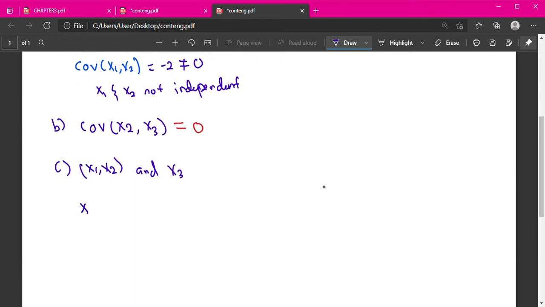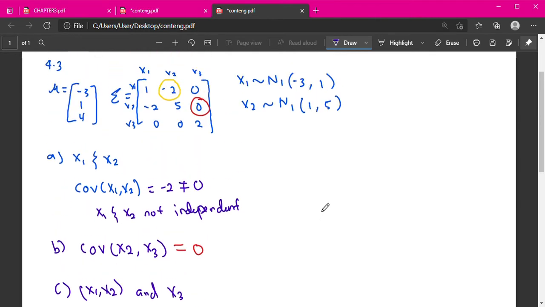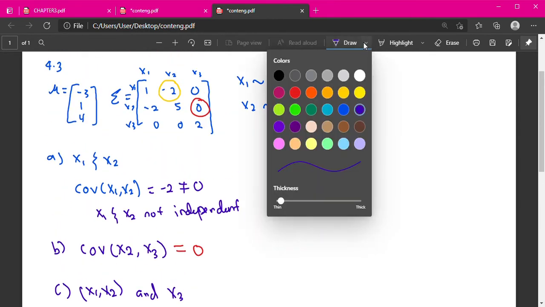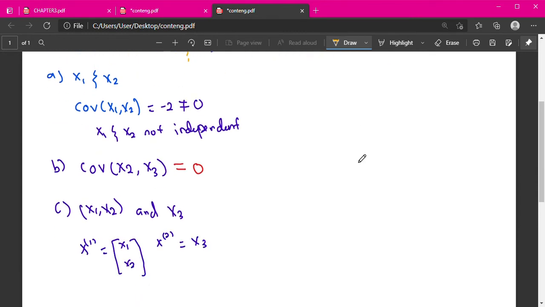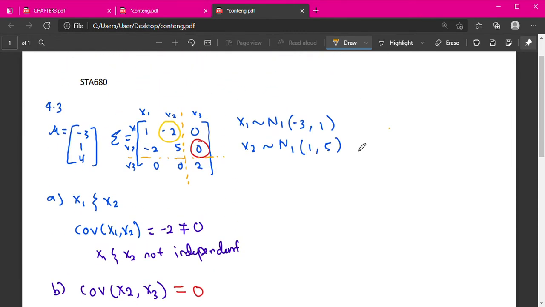Let's say the first part is X1 and X2. We partition the second part, X2, which is only X3. So we partition this variance covariance matrix: X1, X2 and X3. This one X1, X2, X3, X1, X2 and X3. So how do we check? We can write it here.